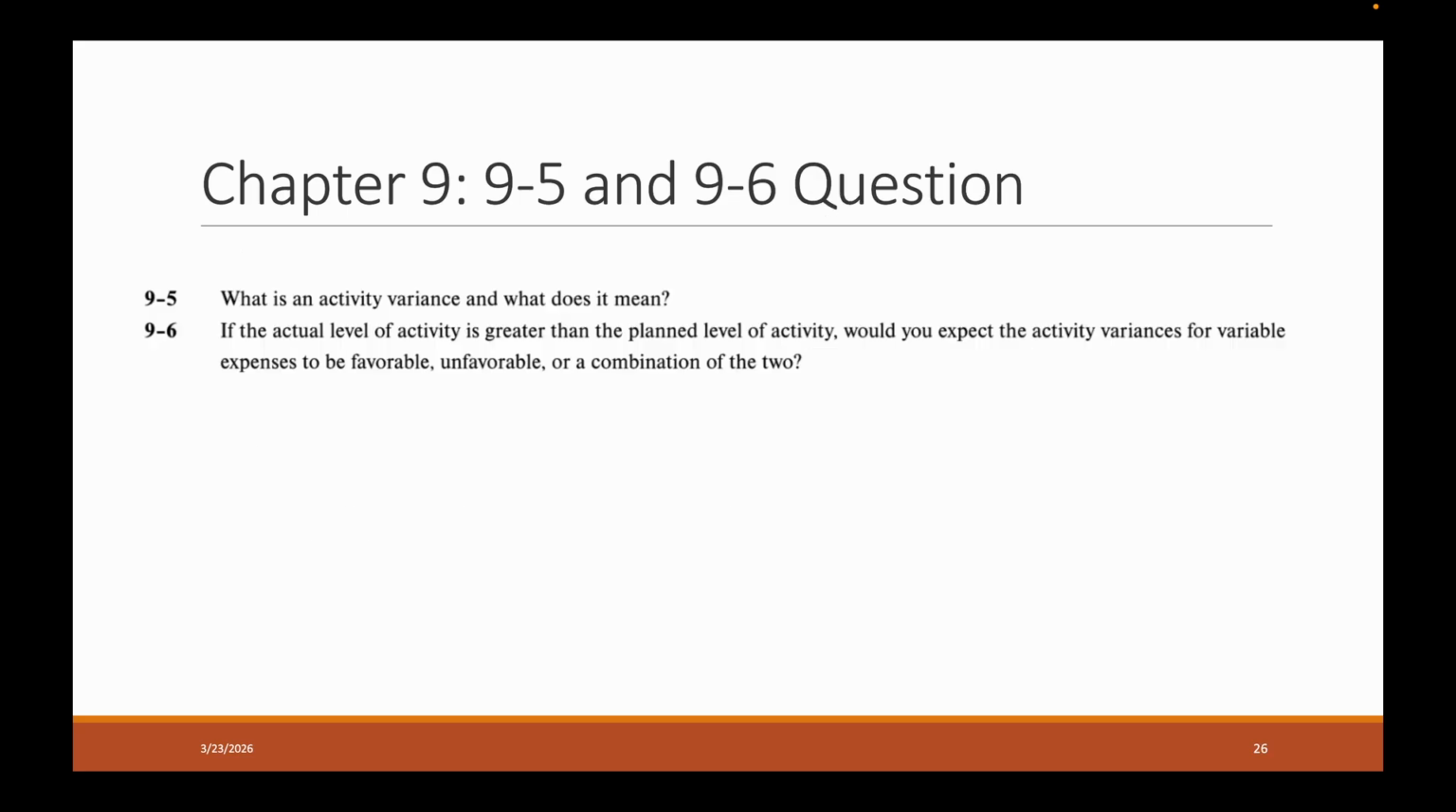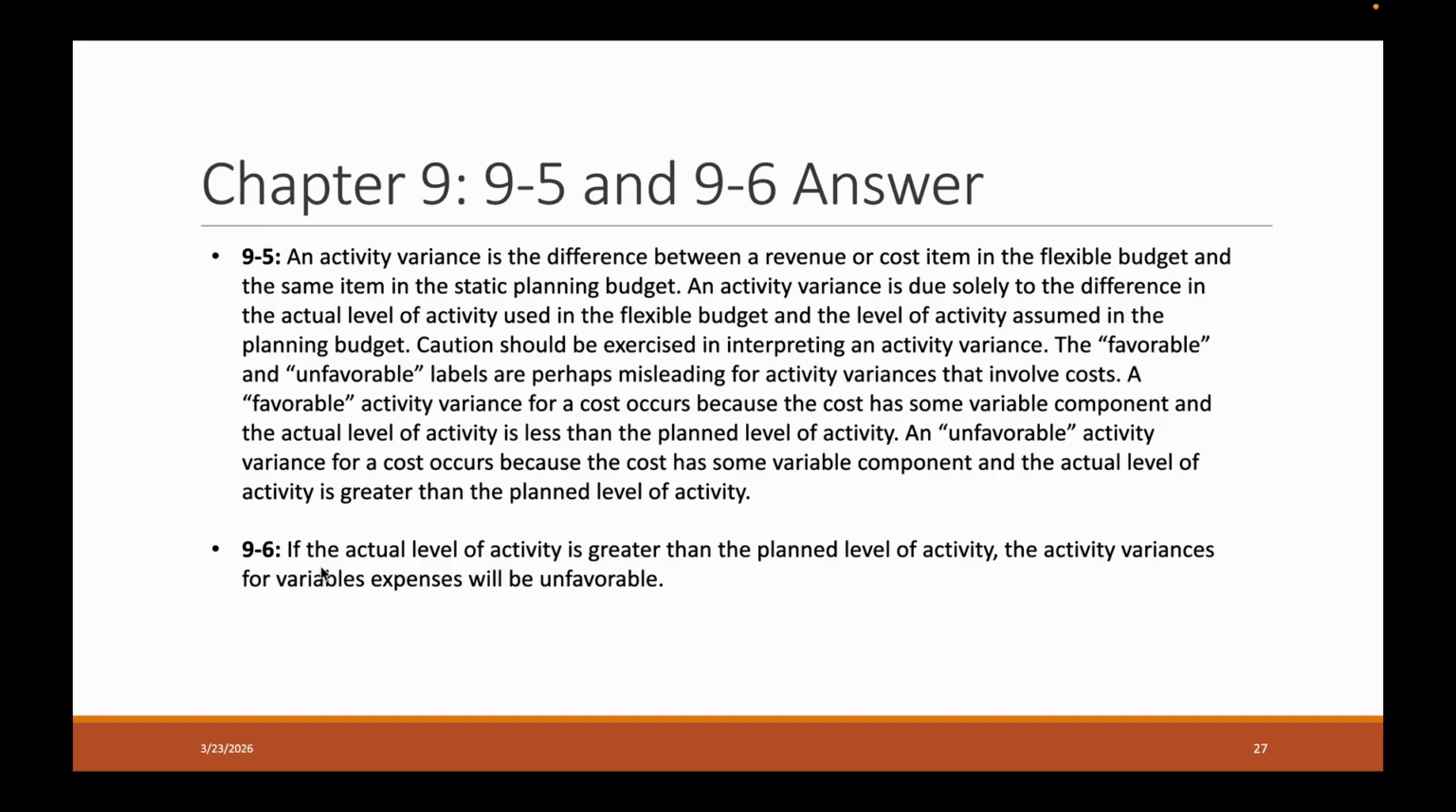And now 9-6: if the actual level of activity is greater than the planned level of activity, would you expect the activity variances for variable expenses to be favorable, unfavorable, or a combination of the two? As I just explained in the last problem, if the actual level of activity is greater than the planned level of activity, the activity variances for the variable expenses will be unfavorable, because we're looking at expenses here. If your actual level of expenses is more than what you planned for, then that's not good. That's going to be unfavorable because you're spending more money than what you originally estimated and planned for. So pay attention again to whether you're working on expenses or revenues when deciding if it's favorable or unfavorable.